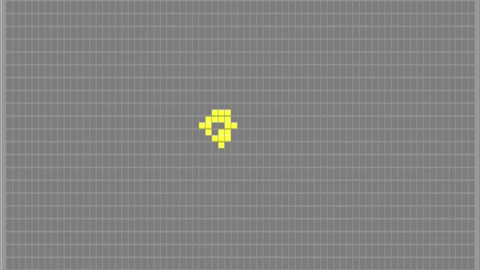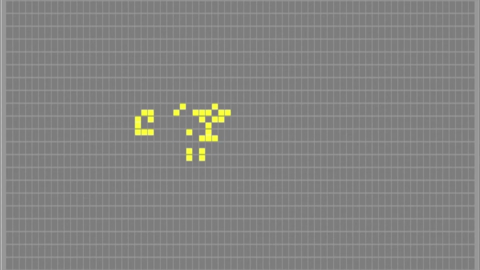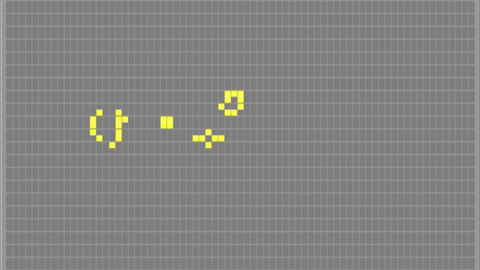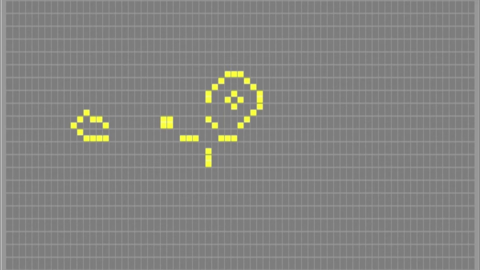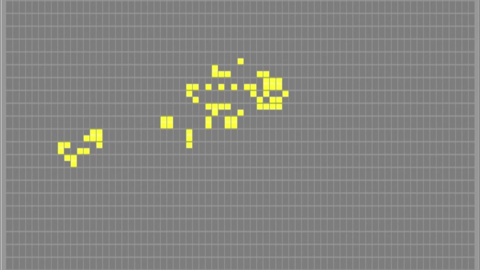The Game of Life was a computer program designed by the mathematician John Conway in 1970. It was designed to generate complex structures from very simple rules. And it works like this.